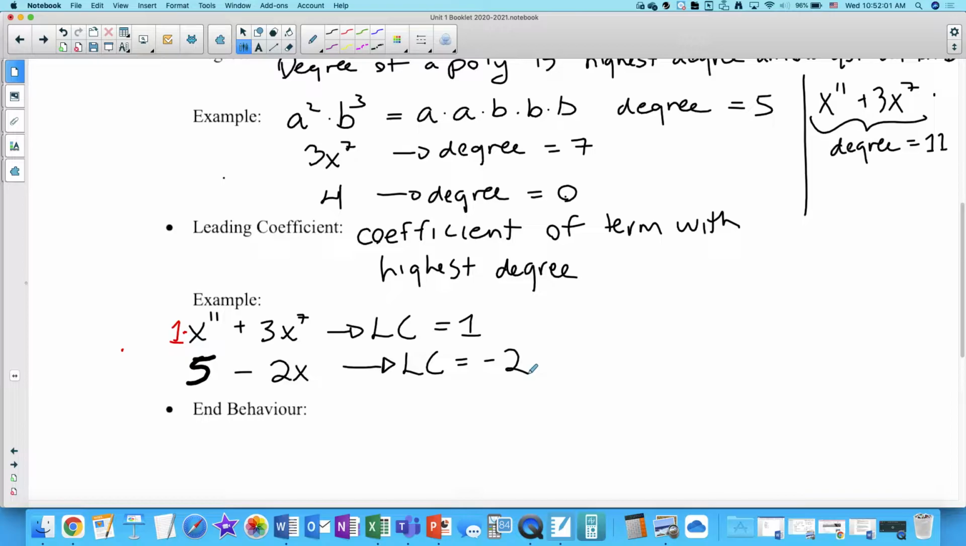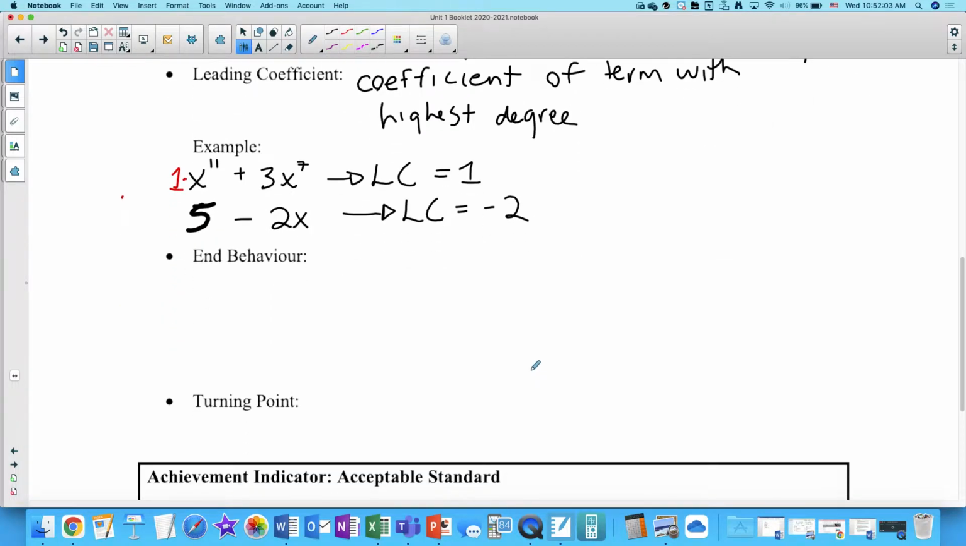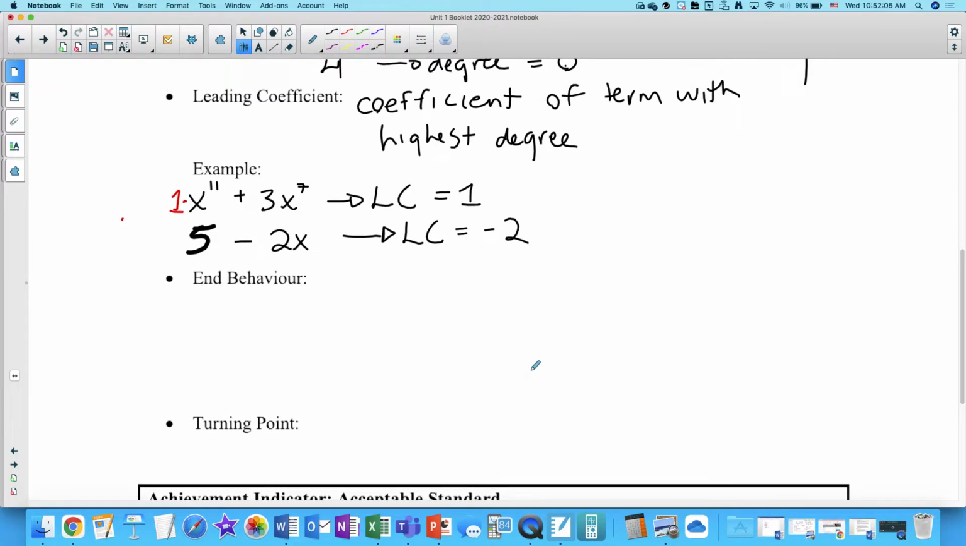Okay? All right. End behavior. So the end behavior of a function is a description of what happens to the function as you move from left to right on the x-axis. Okay?